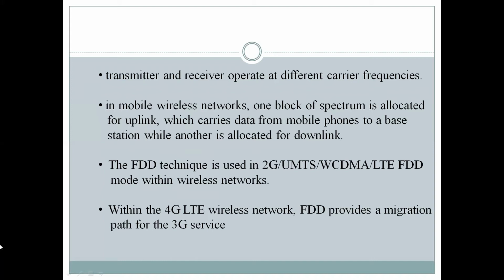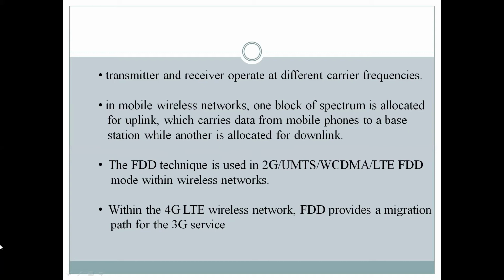So, what we basically do is that the transmitter and receiver operate at different carrier frequencies. In mobile wireless networks, one block of spectrum is allocated for uplink, which carries data from mobile phones, say, to a base station, while another is allocated for downlink, which is from the base station to the mobile phone. Now, let's talk about the FDD technique first, the frequency division duplexing technique. And before we begin, you need to also understand what is duplexing and how it is different from multiple access.